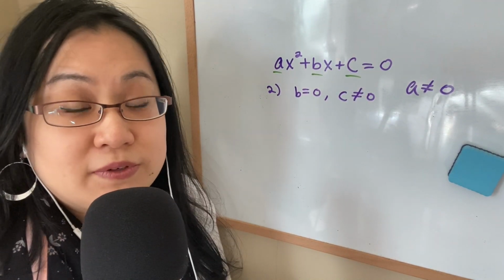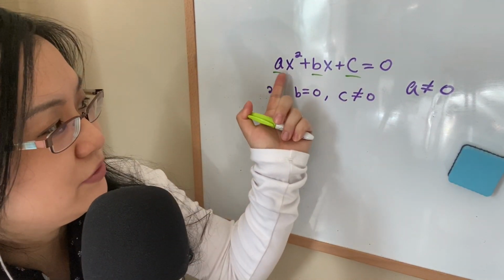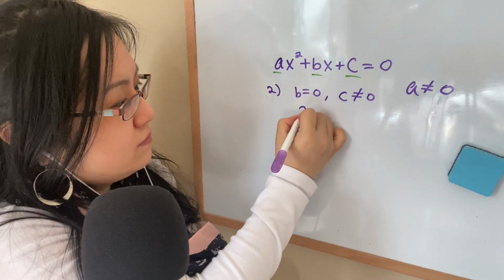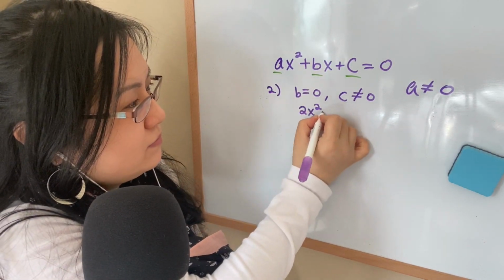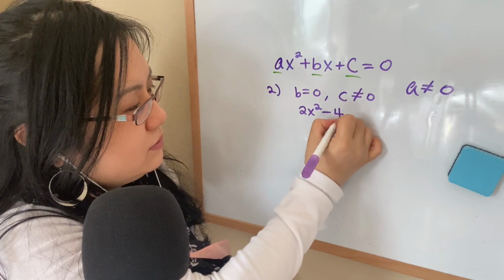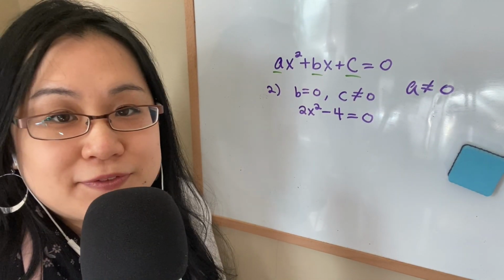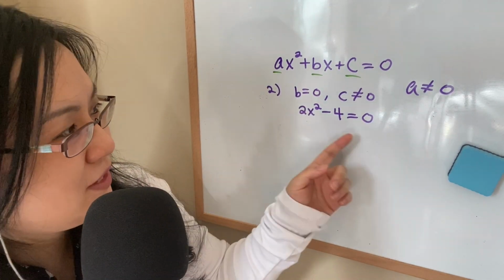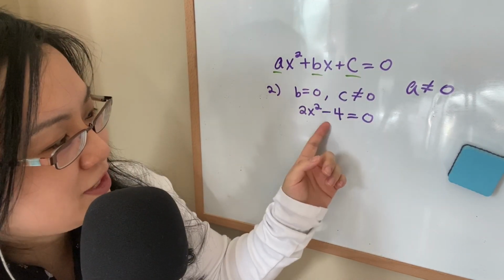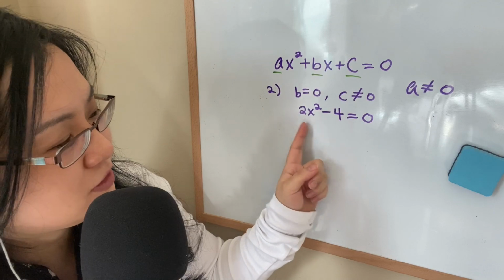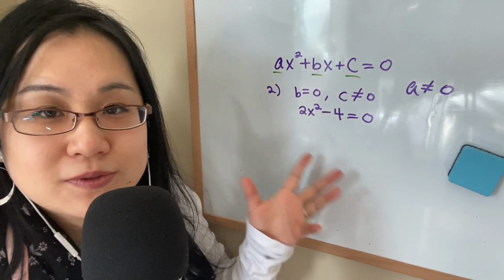So this is going to be really similar. A is still not 0, so we'll have x squared minus 4 equals 0. Okay, so c is our constant. We have no linear part, so we have no x's, but we have 2x squared minus 4 equals 0.